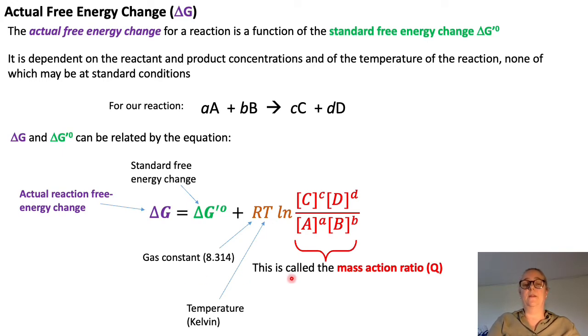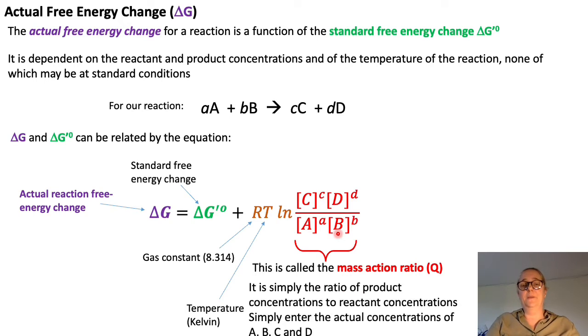And this essentially is called the mass action ratio, and it's simply the ratio of product concentration to the reactant concentrations. And we simply enter the actual concentration of A, B, C and D. So these are the actual reaction conditions. Okay, so we have the gas constant times the temperature of the reaction, and then here are the products and then the reactants.